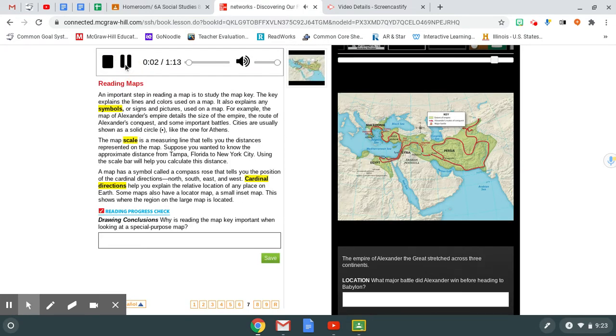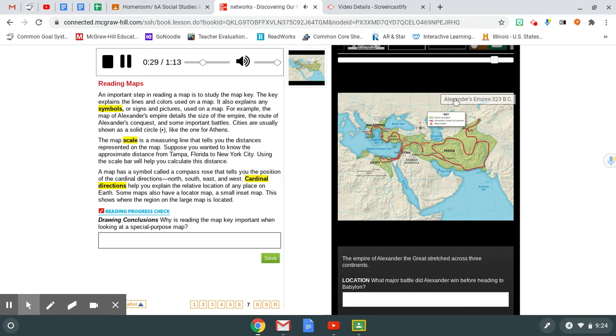Reading maps. An important step in reading a map is to study the map key. The key explains the lines and colors used on a map. It also explains any symbols or signs and pictures used on a map. For example, the map of Alexander's empire details the size of the empire, the route of Alexander's conquest, and some important battles. Cities are usually shown as a solid circle, like the one for Athens.